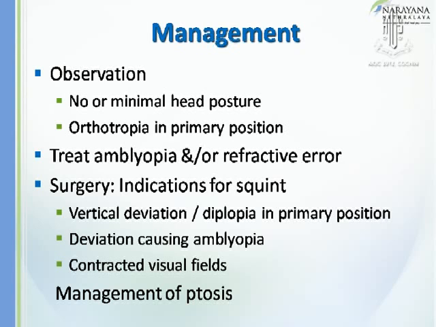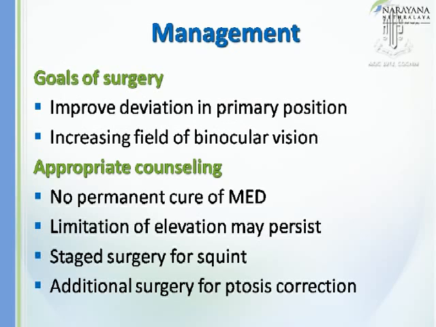Now we need to either operate for squint or manage the ptosis. First would be the squint, followed by ptosis, and the indications would be if there is a vertical deviation or diplopia in primary position, if there is a deviation which is causing amblyopia, and thirdly if there is a contracted visual fields.